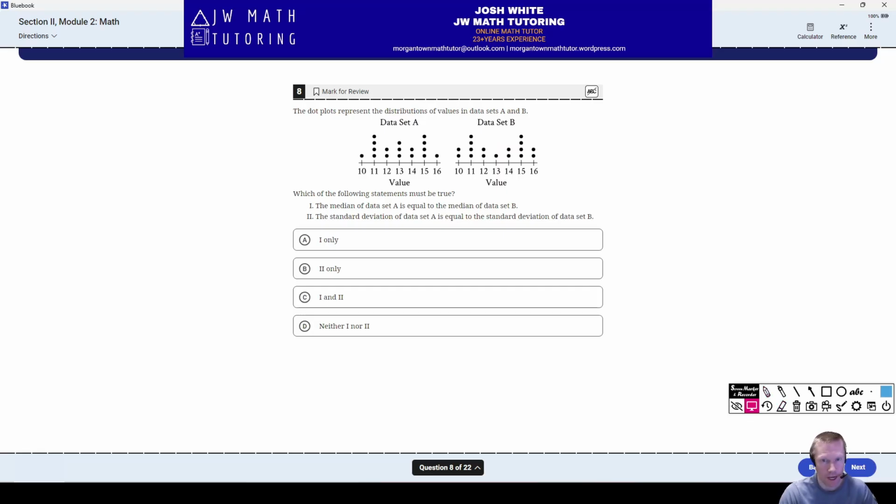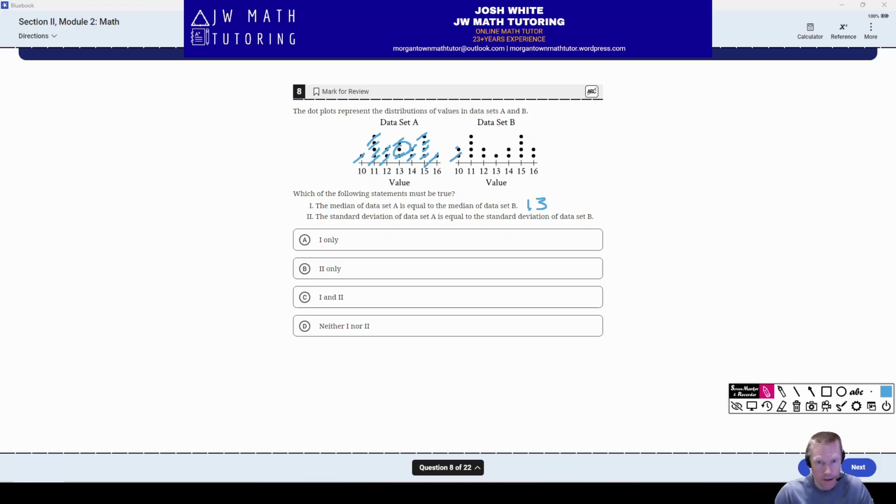Next up, question number 8, we have a dot plot. And we're asked some questions about the median and standard deviation values. So the median value for A we can find by just going through and crossing out, 1, 2, 3, 4. I'm just going to do 4 at a time, just multiple at a time, to save time. And then 1, 1. Okay, so the median for A is 13.